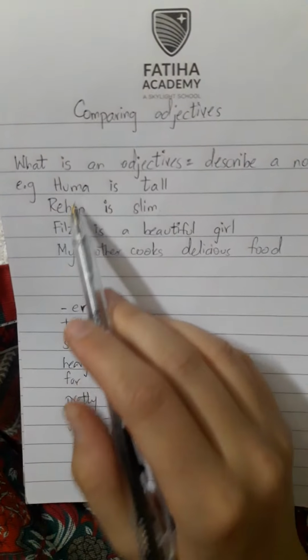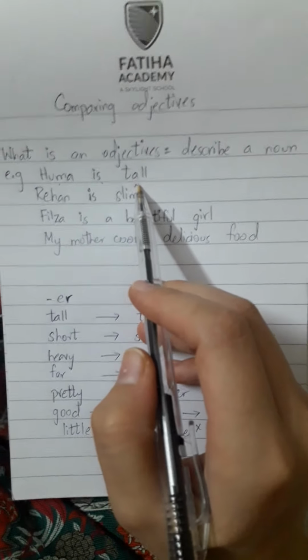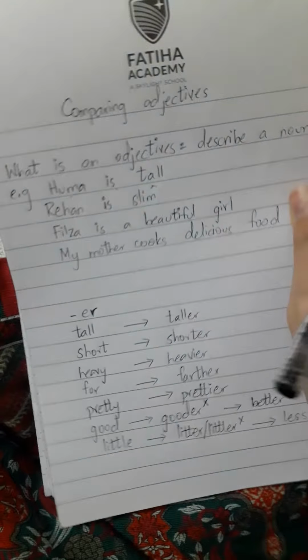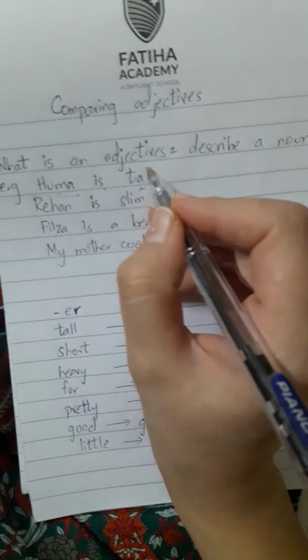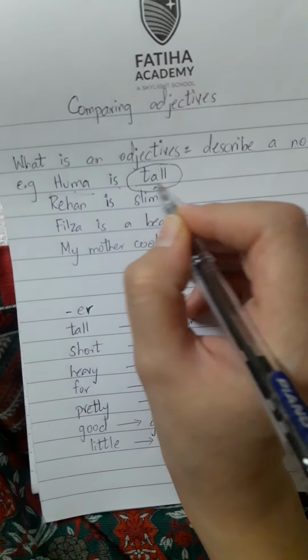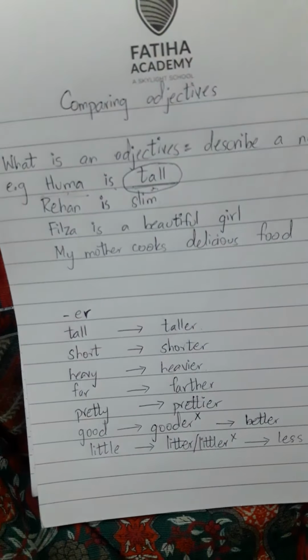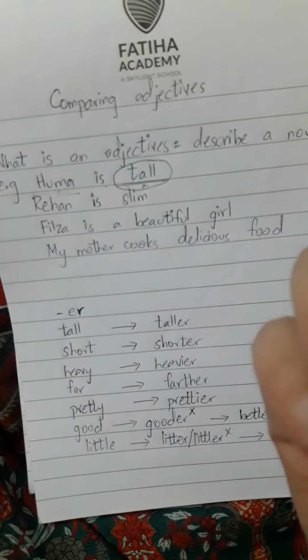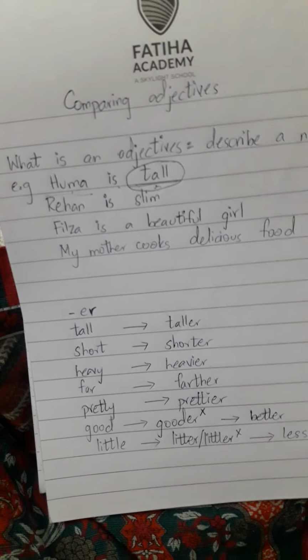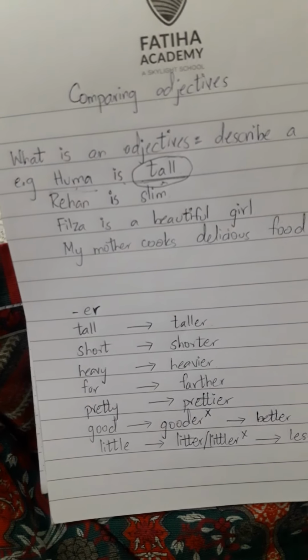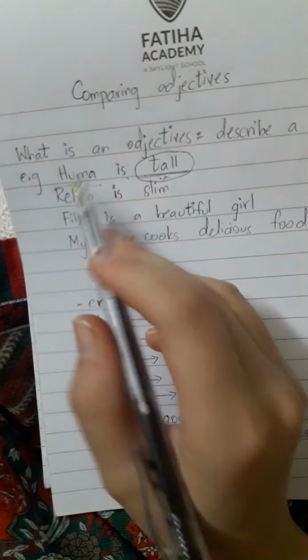Now, for example, if I say that Huma is tall, here Huma is the noun, right? And what will be the adjective? Tall is the adjective because it is describing Huma. It is describing our noun. So any word that describes the noun becomes an adjective. So here, tall is the adjective.